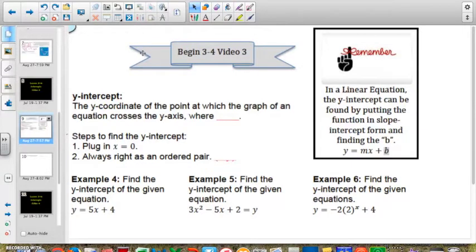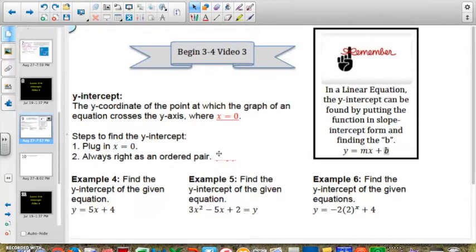So just a reminder, the y-intercept is the y-coordinate of the point at which the graphing equation crosses the y-axis. And wherever the graph crosses the y-axis, our x value is going to have to be 0. So this is going to be kind of the opposite of what we did for x-intercepts. For x-intercepts, we plugged in 0 for y. For our y-intercepts, we're going to plug in 0 for x.